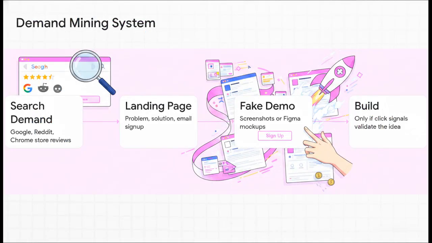But listen, to guarantee you don't waste valuable time coding something that literally nobody wants, you have to follow this demand mining system. First, look at Google Autocomplete or the 3-star reviews of existing extensions to find real pain points. Next, set up a simple landing page with a fake demo. Just some Figma mockups will do the trick. Then, only build the product if people actually try to sign up or pay. This is exactly how smart founders validate their ideas with absolutely zero code.